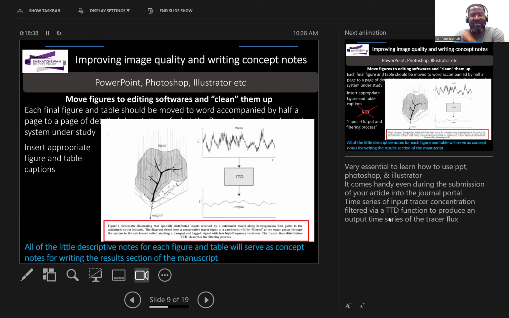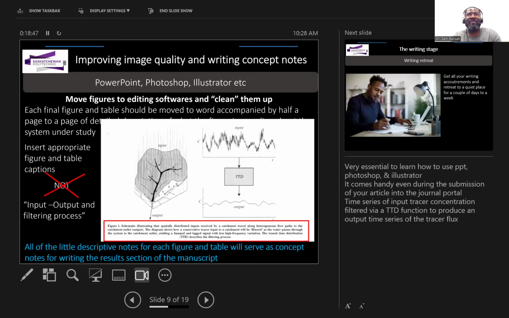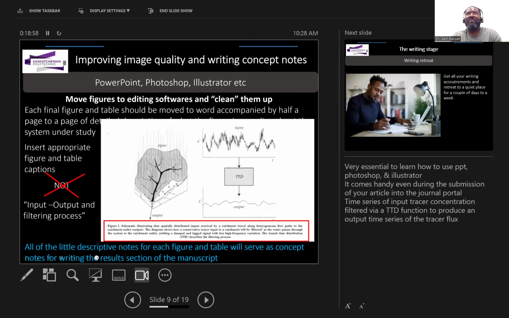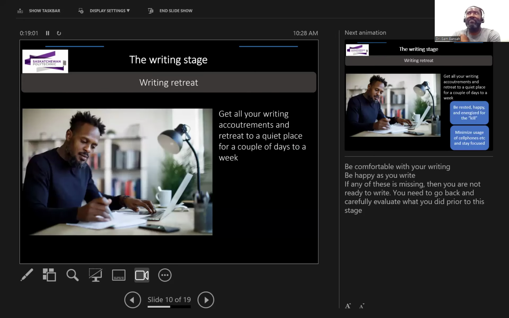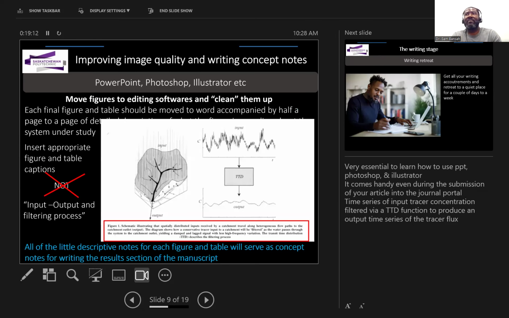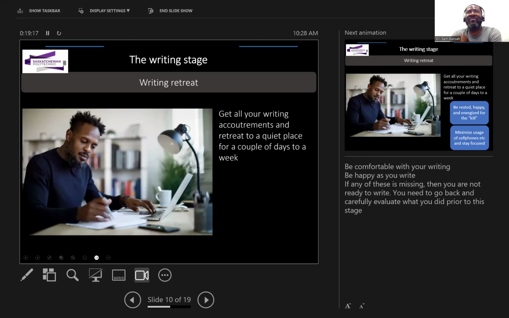But let's look at the figure caption. Try and capture your figure captions well. Let me move this here. Okay. So let's look at this figure caption. So this is the figure caption.